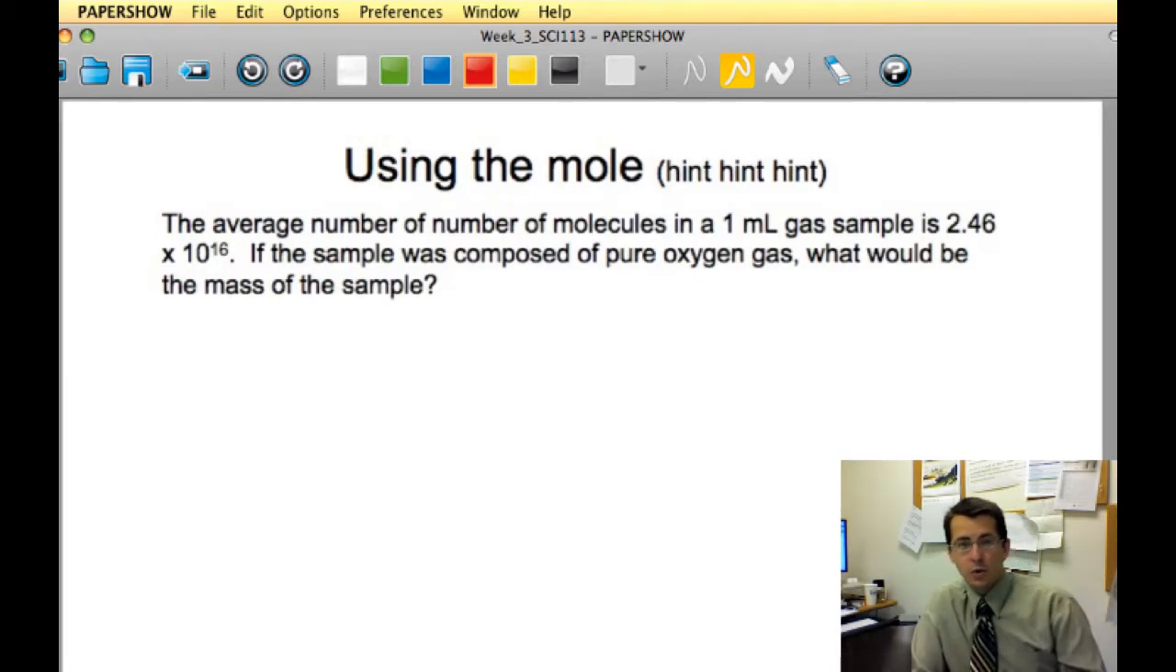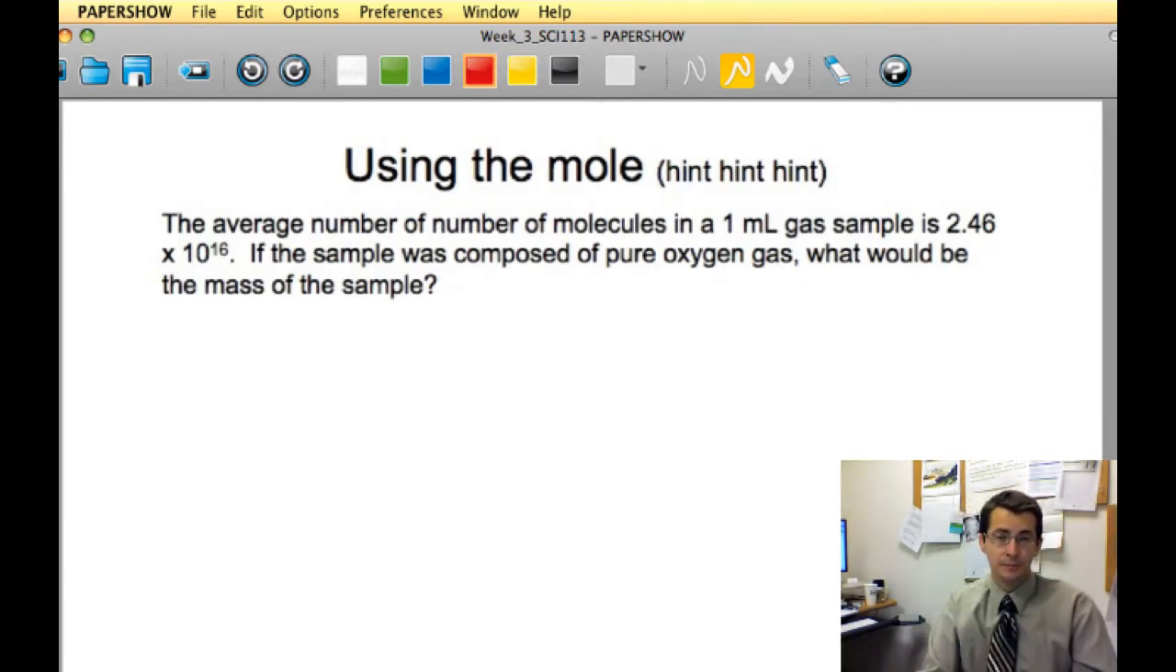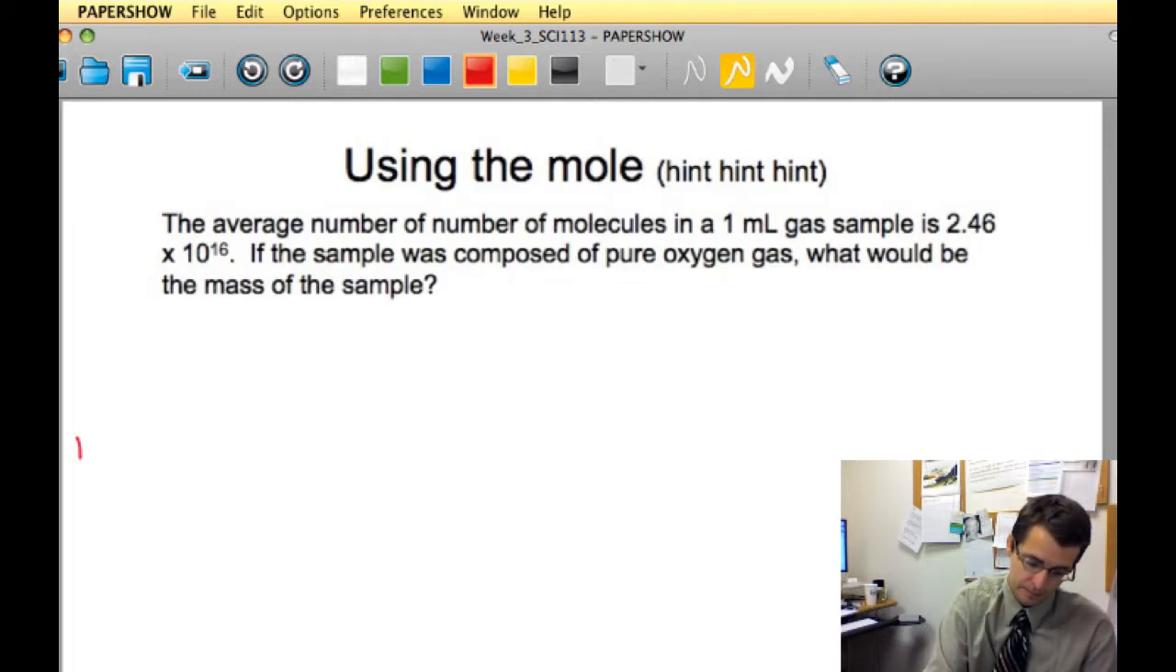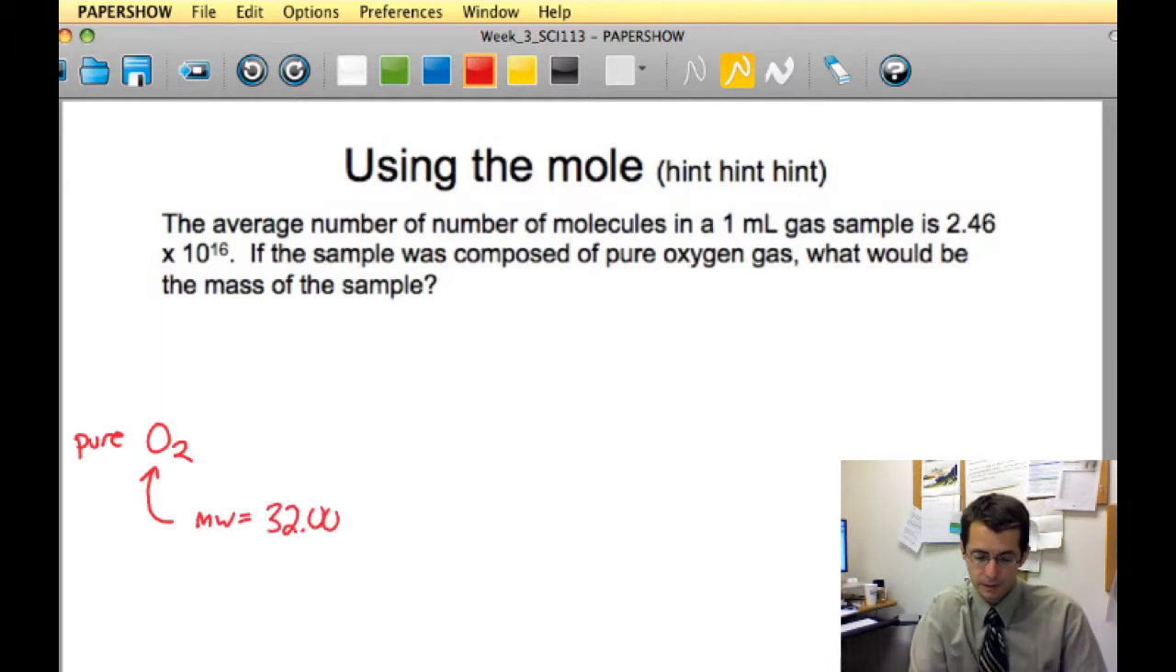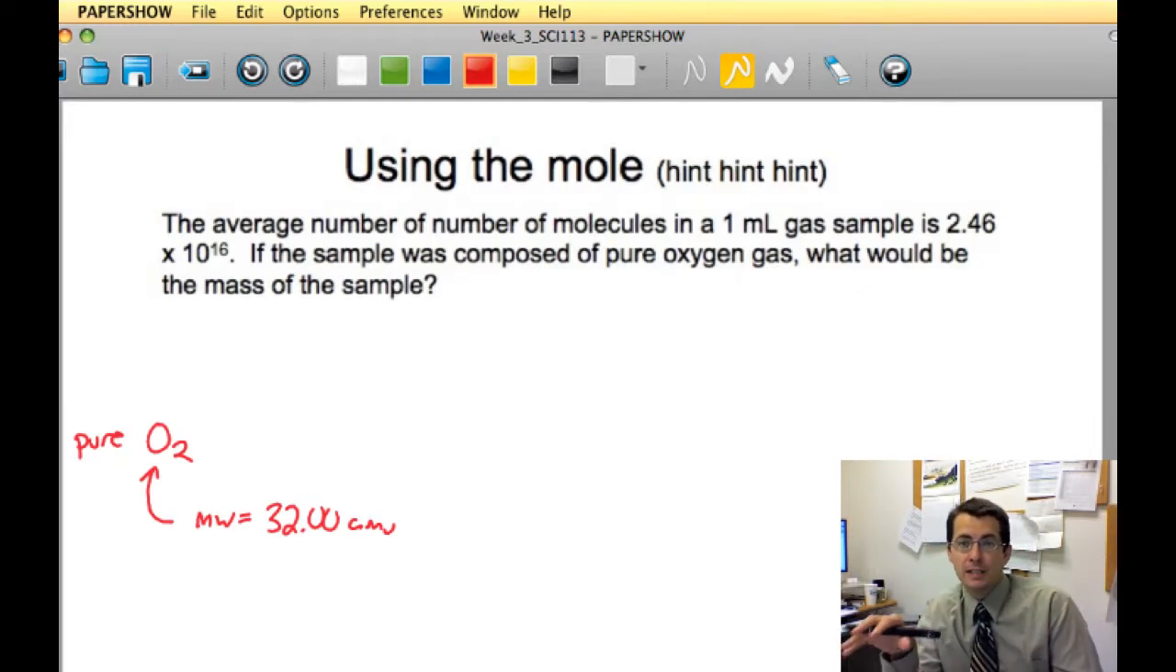So let's try one. The average number of molecules in a 1 milliliter gas sample is 2.46 times 10 to the 16th. So if you take about this much of gas, and the sample was pure oxygen, we're just going to assume that it's pure oxygen. Again, oxygen is one of the diatomic molecules. Molecular weight is 32. If the sample was complete, what would be the mass of the sample?